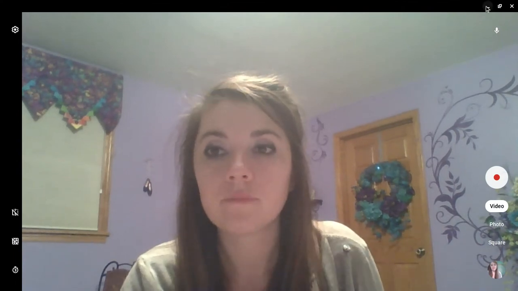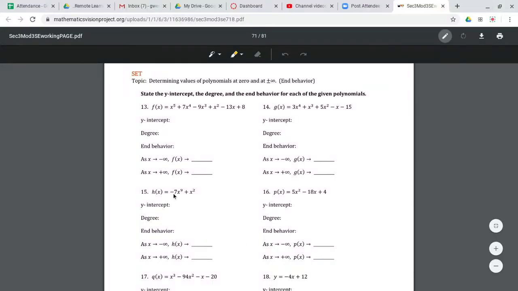It's going to be a lot of multiplying either two binomials together or a binomial and a trinomial together. All right, so now we're going to look at the book. We want to state the y-intercept, the degree, and the end behavior for each of the given polynomials. If we look at this, our y-intercept, remember, is always going to be the constant. So the y-intercept is 0, 8. The degree is always the largest exponent. The largest exponent is 5, so it's a degree of 5.